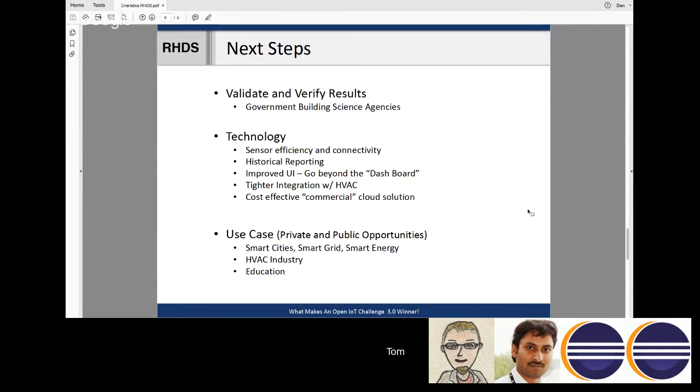We want to tighten up our integration with our HVAC system, and we want to find a commercial cloud solution that's cost effective. In terms of use case, we see applications for smart cities, the smart grid, smart energy. Basically, it's just giving visibility into energy use and then applying that data for whether it's for renewables or for better just understanding what your energy use is or for lowering carbon output. We see applications for the HVAC industry to be able to provide them better service to their customers and basically reduce truck rolls. And education, I think, is a big one.